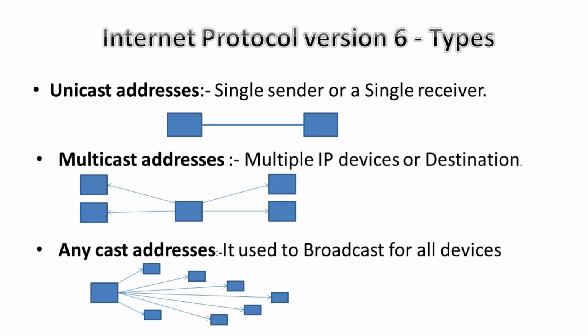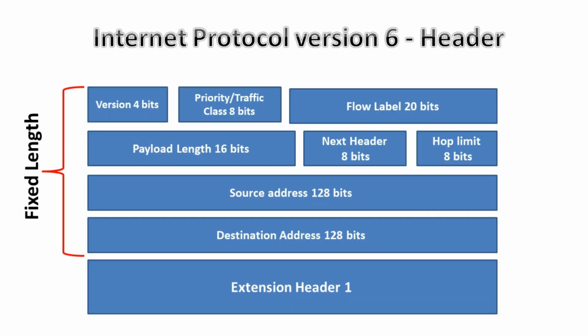Moving on, let's now look into the IPv6 header. In the IPv6 header, we can find the version, priority or traffic class, flow label, payload length, next header, hop limit, source address, destination address, and extension. From version to the destination address, all these are the fixed header. Let's now look at all those headers one by one.